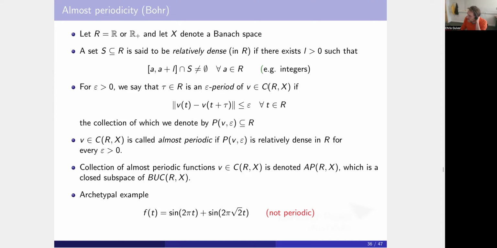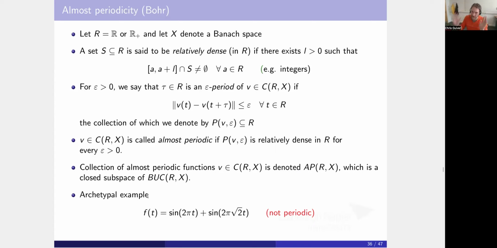Okay, an epsilon period of a continuous function: tau is an epsilon period if the difference between f(t) and f(t plus tau) is less than epsilon. We can denote the collection of those as the collection of almost periods, P_V epsilon. A function is called almost periodic if this set is relatively dense in R for every epsilon bigger than 0. The collection of almost periodic functions is denoted by AP, and that's a closed subspace of bounded uniformly continuous functions on R taking values in X.